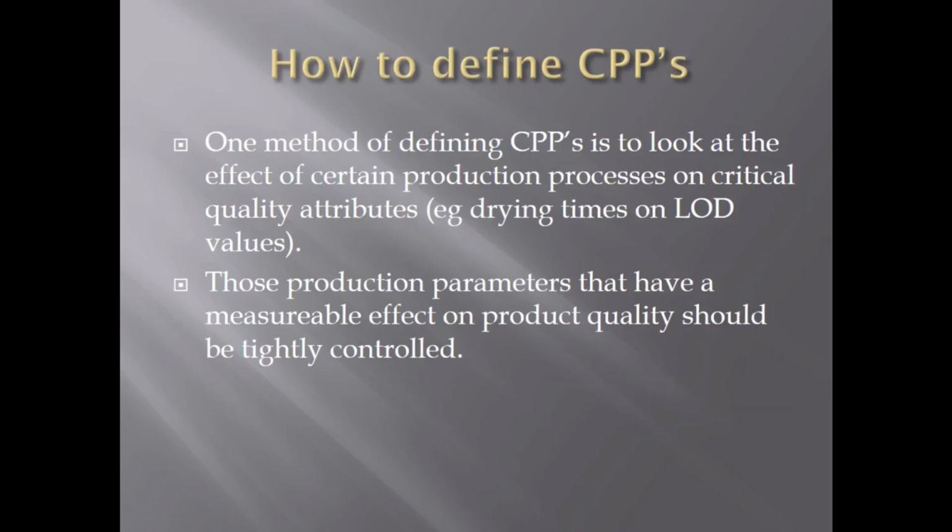One method of defining CPPs is to look at the effect of certain production processes on critical quality attributes. For example, drying time in a dryer on LOD values for a small molecule API powder. Those production parameters that have a measurable effect on product quality should be tightly controlled and are considered to be a CPP in your process.